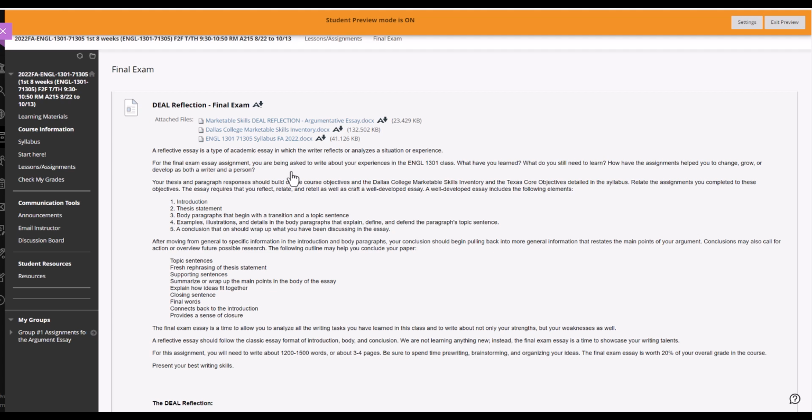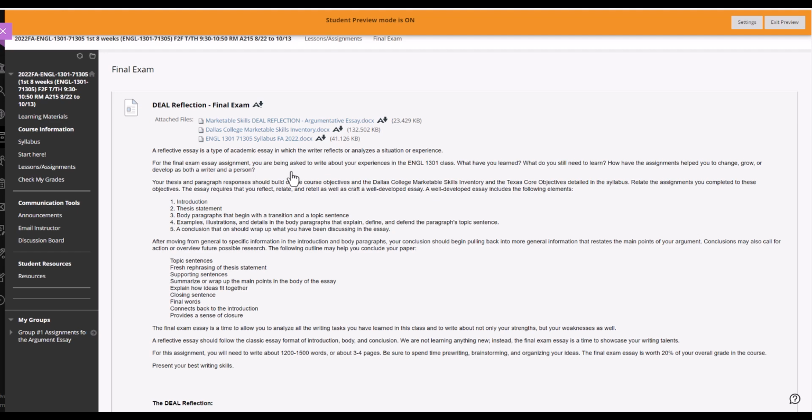As always, a well-developed essay includes the following elements: an introduction, a thesis statement, body paragraphs that begin with a transition and a topic sentence, examples, illustrations, and details in the body paragraphs that explain, define, and defend the paragraph's topic sentence, and a conclusion that should wrap up what you've been discussing in the essay.